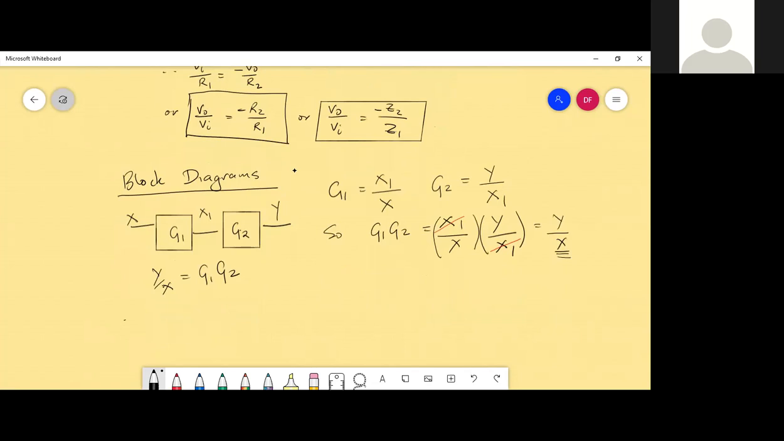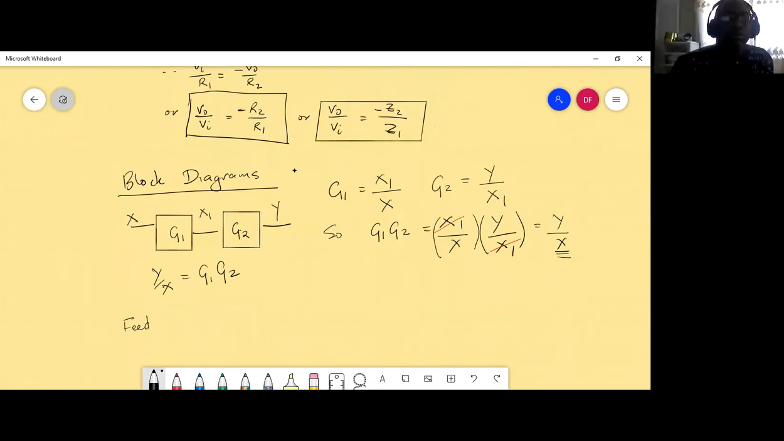What is X1 over X and Y over X1? Is that a rule or something? So this is our input and this is our output. But it is also an input. So I'm just using a little algebra to establish a rule that if I want the input or output of two cascaded blocks, then all I do is multiply the two transfer functions together.